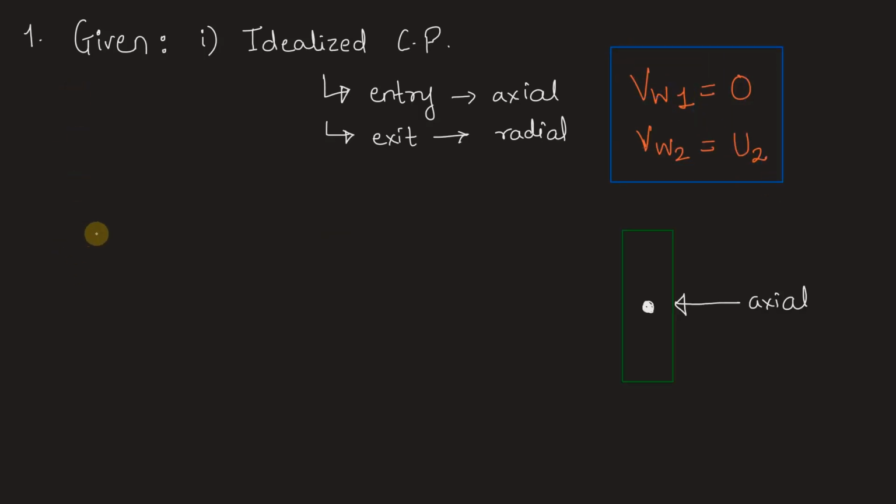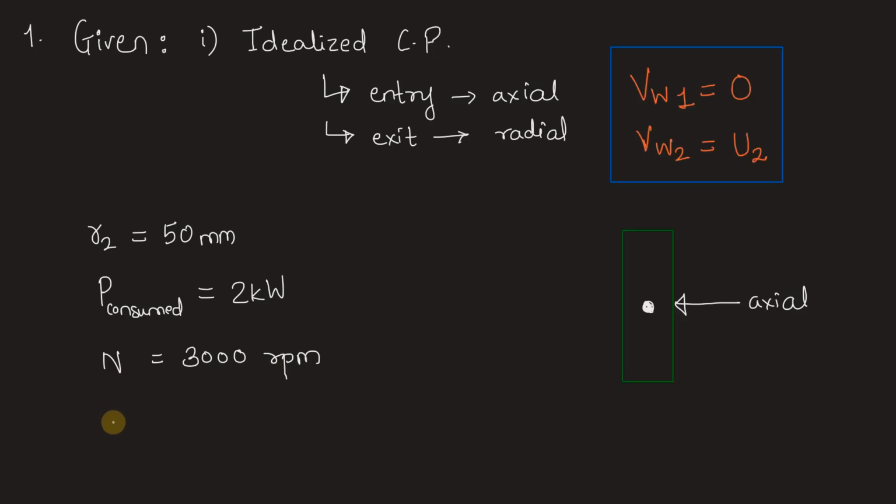Let's write all the given values. We have blade outer radius R2 is 50 mm. Power consumed is given to be 2 kilowatt. Speed of impeller is given to be 3000 rpm. And it's also mentioned that the losses are 0.